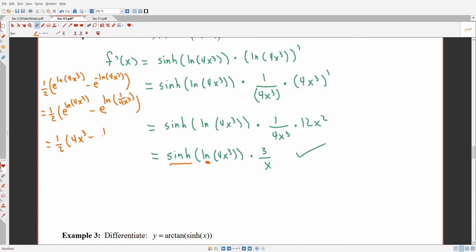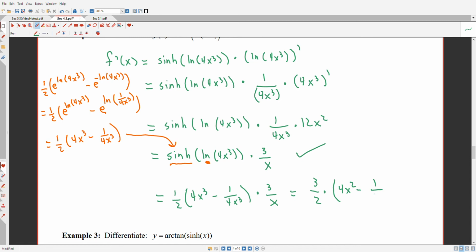And now I can kill the e's and the natural logs, and I'll have 1 half 4x cubed minus 1 over 4x cubed. So if you want, you can replace this here for that term, and maybe write your answer as 1 half, 4x cubed minus 1 over 4x cubed, all times 3 over x. And I can distribute that stuff around a little bit. I'll get 3 halves times 4x cubed over x is a 4x squared, minus 1 over 4x to the fourth. Again, this final way that I wrote my answer, I'm not saying it's better. I'm just acknowledging that you can write your answer this way.